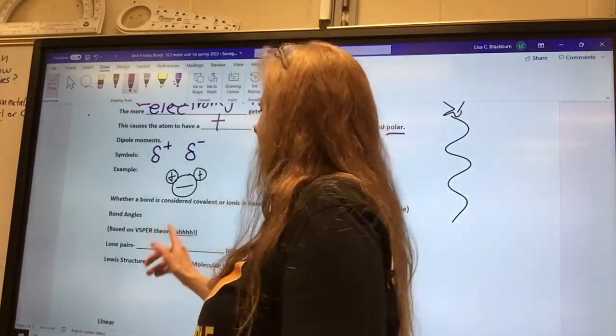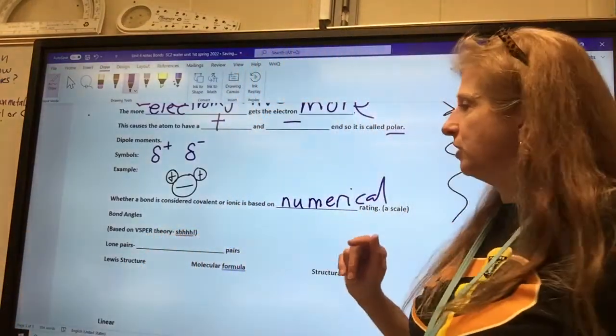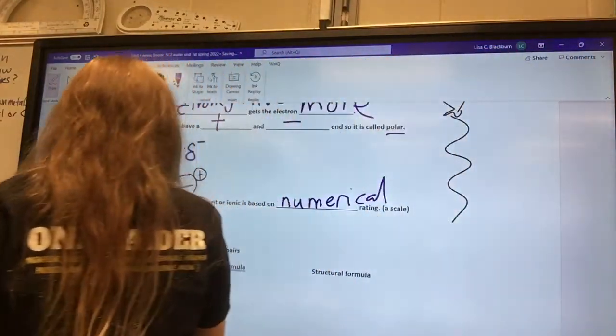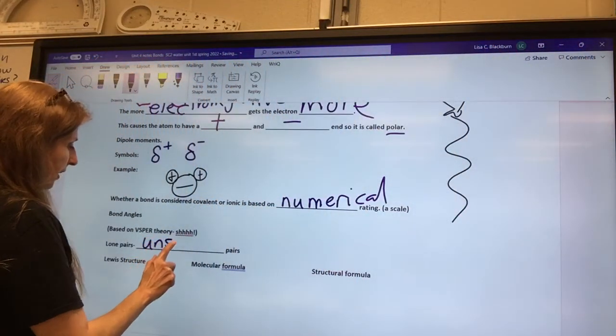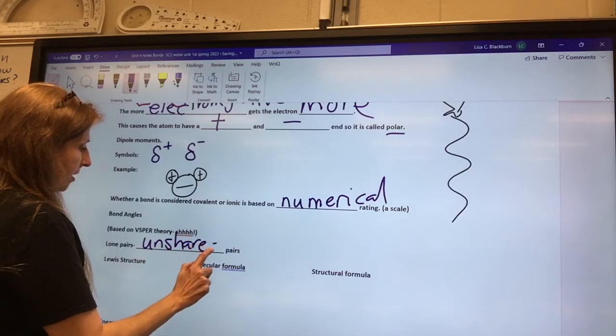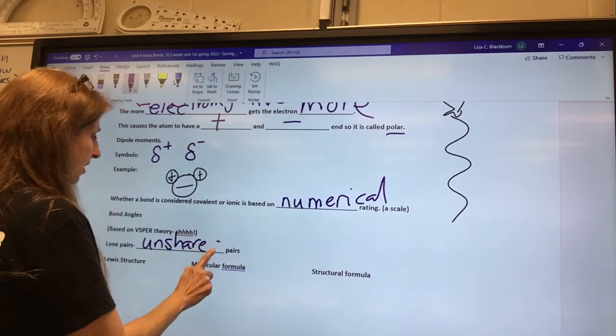So I am going to teach you why with these things, and it won't hurt you one bit to learn why. Okay, so there's a thing called lone pairs, unshared pairs. Let me show you what that is.